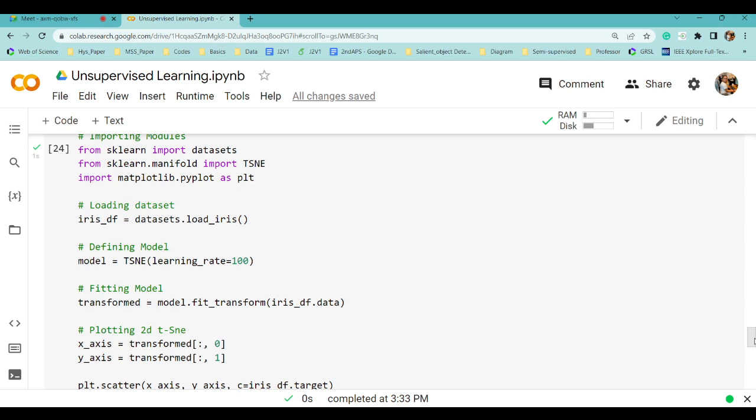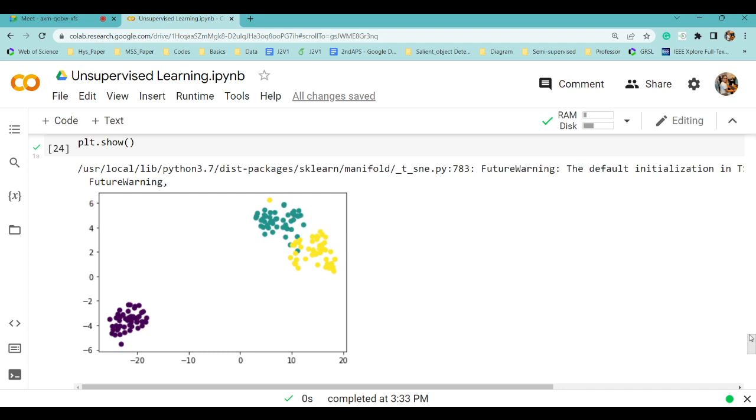Okay, so fitting of the model, and now plotting. I'm plotting my two-dimension TSNE, so x-axis is 0, y-axis is 1, which I'm considering. See the plot. We were dealing with 3 target categories, right? So this is how it is distinguishing the 3 categories. But still, 2 categories, which are blue and yellow, are very similar.